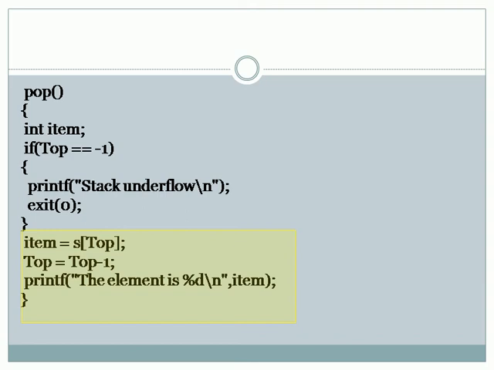Then according to the definition of pop, once we remove the element, we have to decrement the top by 1. So the next statement I have written is top equal to top minus 1. Then we are displaying the popped element from the stack using the statement printf, the element is %d, comma item. So whatever is present in item is displayed here.